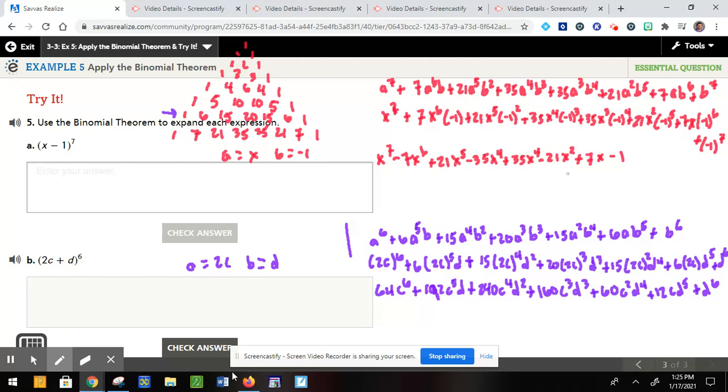Oh, well, I caught a mistake. Hold on. That should be a 3. Plus 35x cubed minus 21x squared plus 7x minus 1.